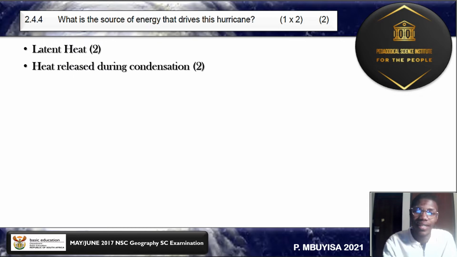And we say latent heat is just heat stored in water. Heat stored in water is latent heat. So this latent heat, remember, is why we're going to have these temperatures. We will now have rapid upper air rising, and as it rises, convection happens, and that leads to this warmth being distributed towards our atmosphere. So latent heat is the source of energy. And remember, heat is released during condensation.